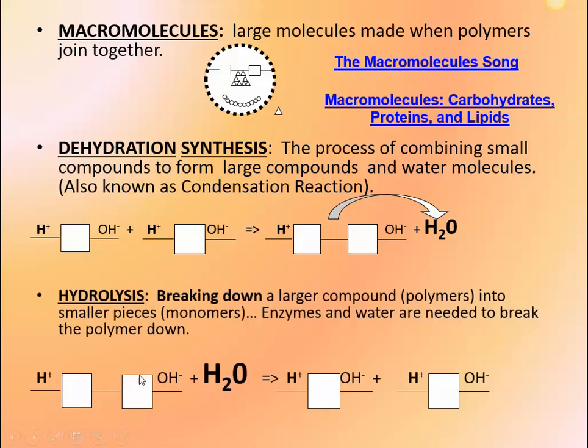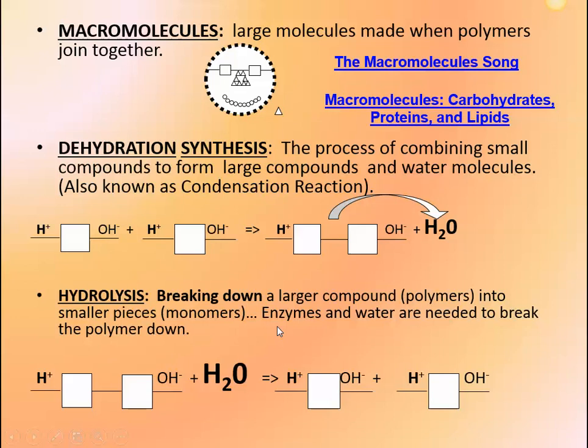Hydrolysis. Okay, so this is going to be almost the opposite. Hydrolysis is going to be giving something more water, right? Hydro, water, lysis. You're giving it water. It's the breaking down of a larger compound into smaller pieces, right? Breaking down of polymers into monomers by adding in water. So almost always, enzymes are going to be needed here. Enzymes and water are going to be needed to break down that polymer.